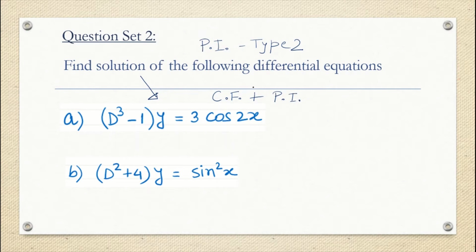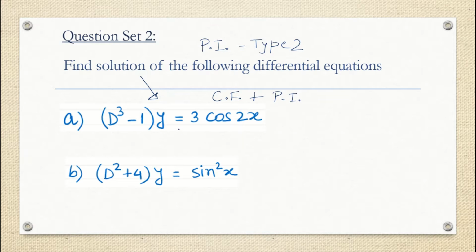Since we have discussed these things in detail in the last lecture, lecture number 5, I'm just skipping that part. If you have not seen the previous lecture, please watch that so that you will understand why I have to find out this PI and CF. Here in this class, I'll start with type 2 of particular integral.